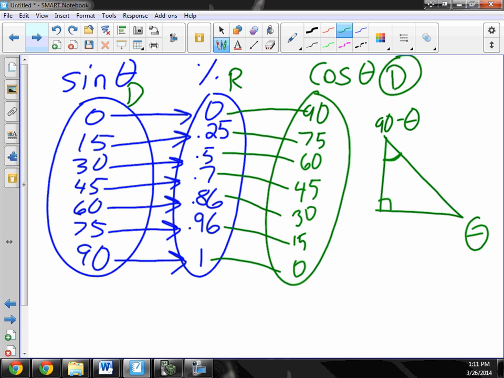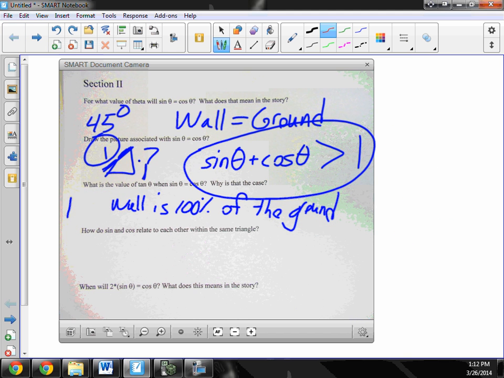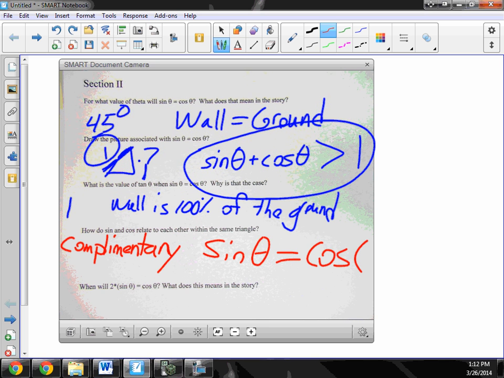And this is where the word complementary comes in, right? These two angles are complementary. They add to be 90 degrees. So sine and cosine are complements of each other. If you notice, 60 and 30 add to be 90. 15 and 75 add to be 90. And that's true with all of them. So the answer here is they're complementary. And what I also want you to write is the sine of theta is equal to the cosine of 90 minus theta.